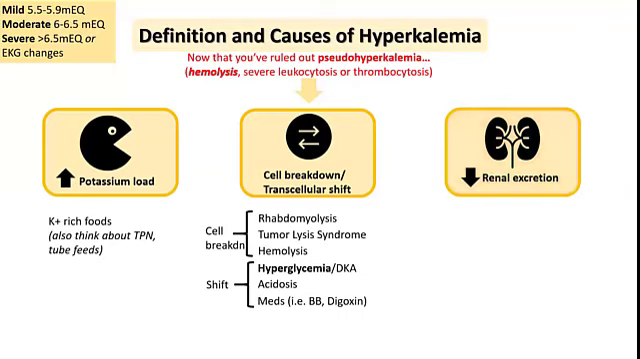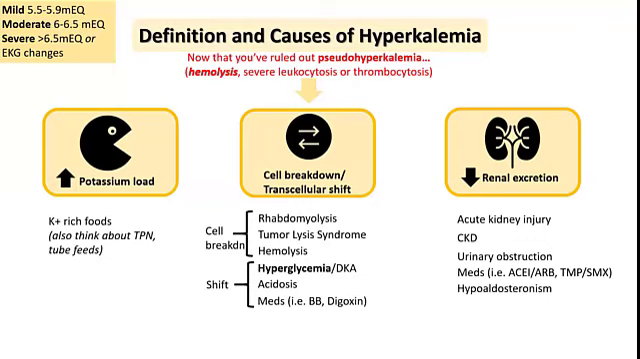Lastly, decreased renal excretion. This can be caused, unsurprisingly, by AKI or CKD. Urinary tract obstruction can also cause this, independent of the degree of AKI. It's important to think about medications as well, like ACE inhibitors, ARBs, or trimethoprim-sulfamethoxazole being common offenders.